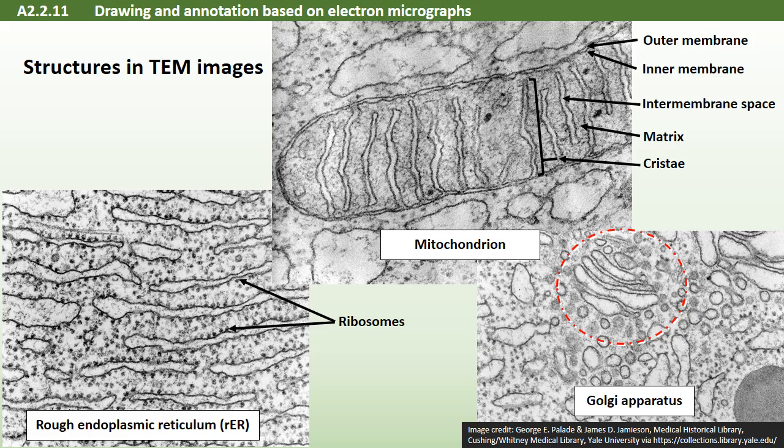Rough endoplasmic reticulum, RER, all the dots that you see there are ribosomes. On the right side, you can see a Golgi apparatus within the circle. And also here you can see some ribosomes, and you can see part of the RER.